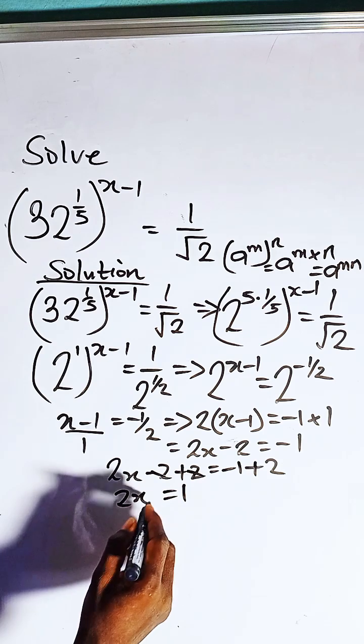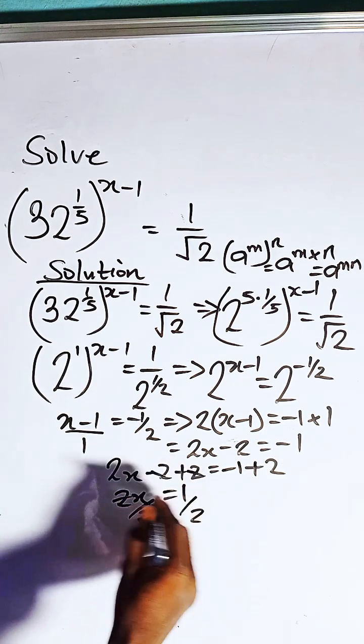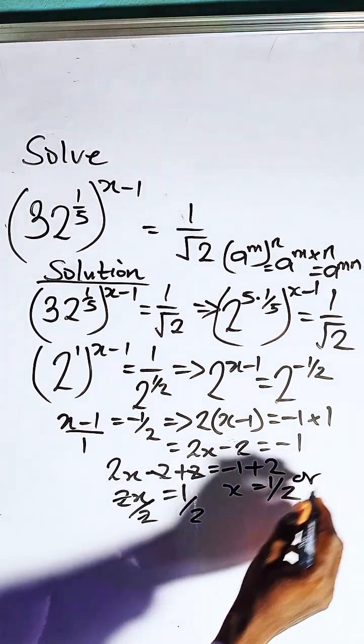So to get the value of x, we divide both sides by 2, so we have x equals 1 over 2, or we have it as 0.5.